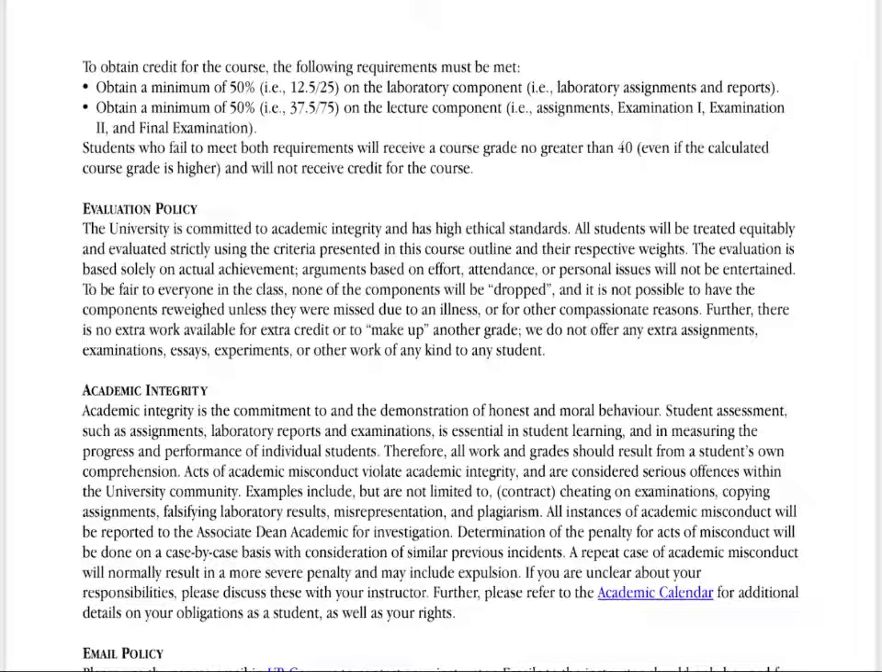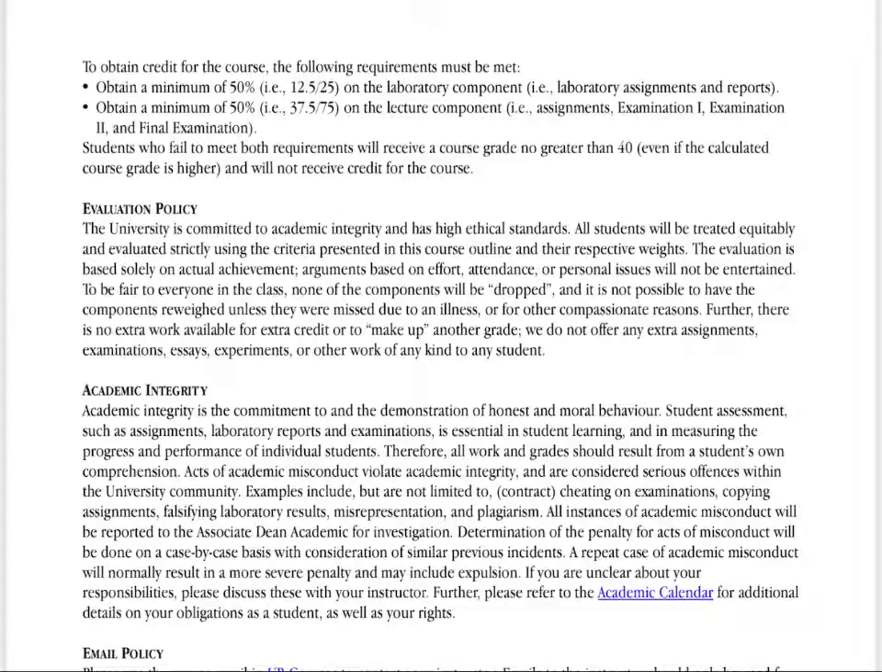Evaluation policy. The university is committed to academic integrity and has high ethical standards. All students will be treated equitably and evaluated strictly using the criteria presented in this course outline and their respective weights. The evaluation is based solely on actual achievement. Arguments based on effort, attendance, or personal issues will not be entertained.